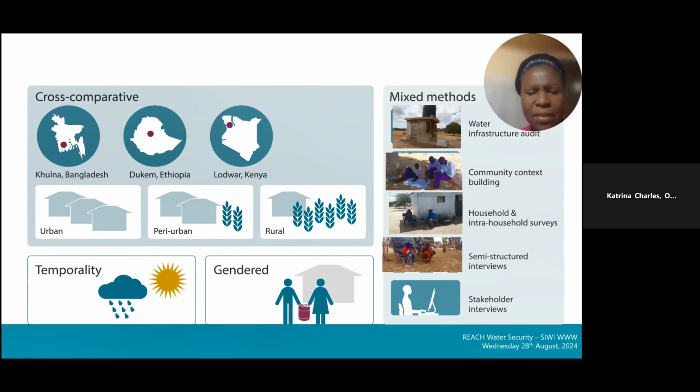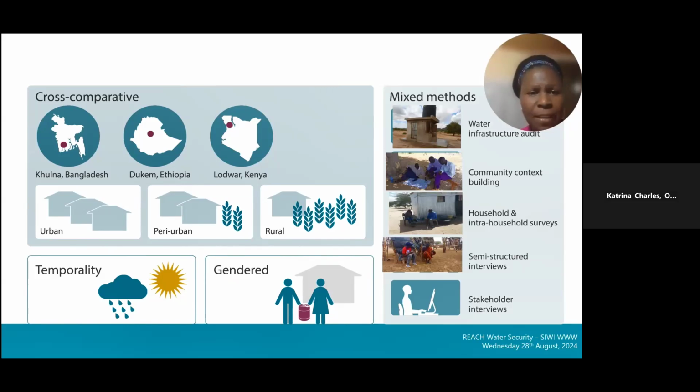So what are the methods that these studies used to get information and data? We looked at water infrastructure audit, which was undertaken in all the study sites to identify water sources that are used and how they are managed. We used community engagement approaches for context building, and this helped in empowering and working with community leaders to understand their communities. We also used the household and intra-household surveys based on economic survey design approaches.